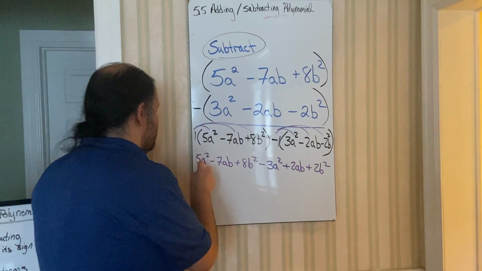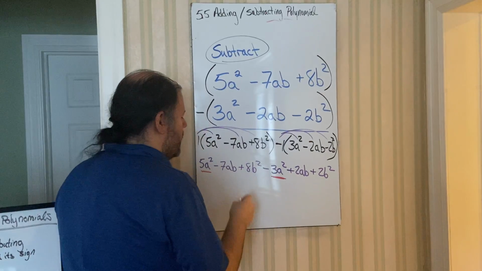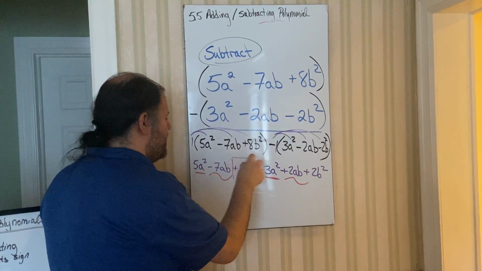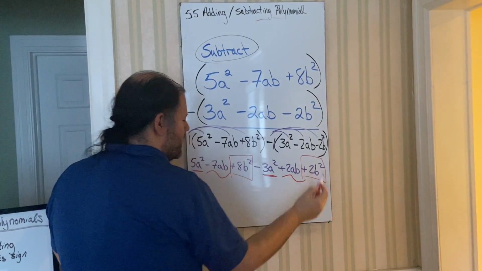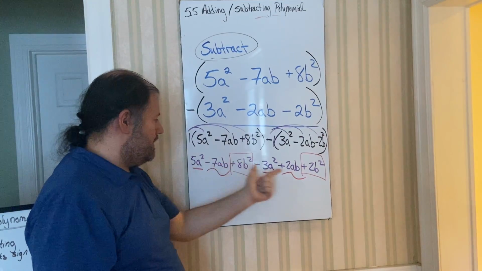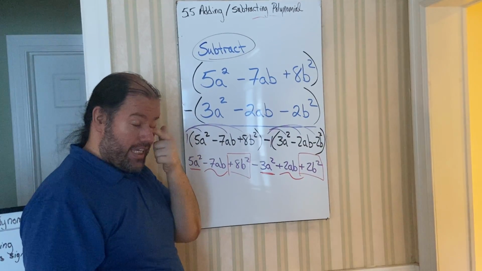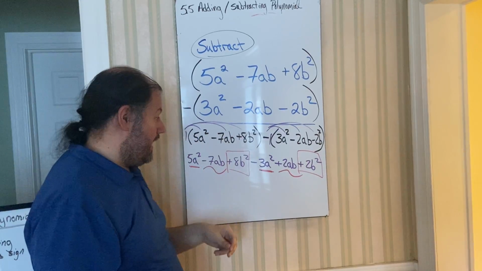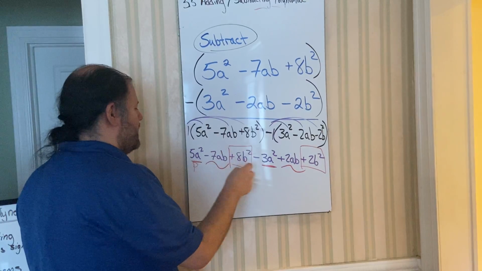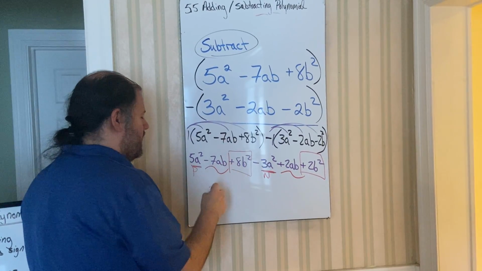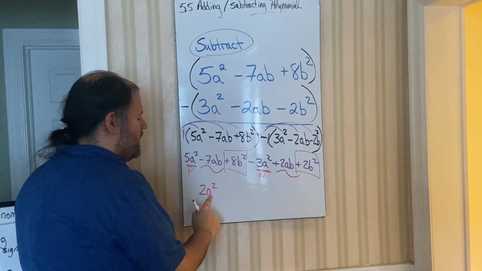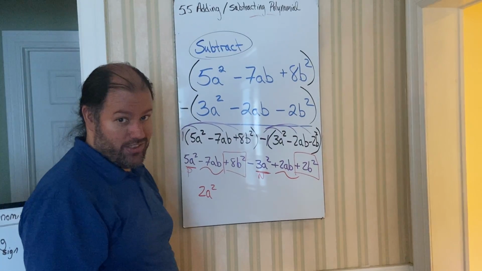Remember, a squared goes with a squared, or ab, or b squared. Now how do I put this in order? Again, because we have two letters, a's and b's, start with a. What's the highest exponent for a? Looks like a squared. So let's combine these first. This is a positive, this is a negative. Different signs, subtract, we get 2a squared.